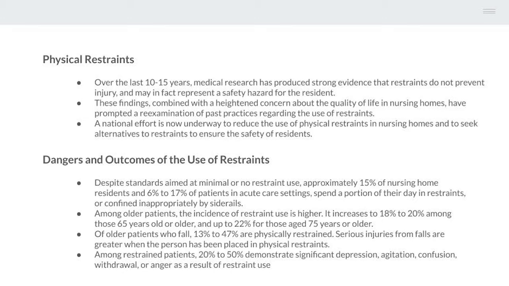Of older patients who fall, 13 to 47% are physically restrained. Serious injuries from falls are greater when the person has been placed in physical restraints. Among restrained patients, 20 to 50% demonstrate significant depression, agitation, confusion, withdrawal, or anger as a result of restraint use.